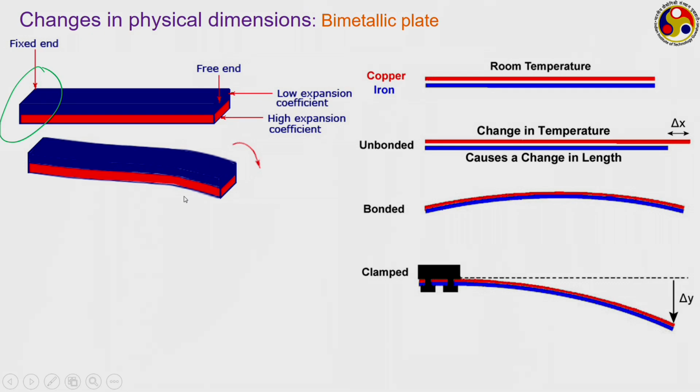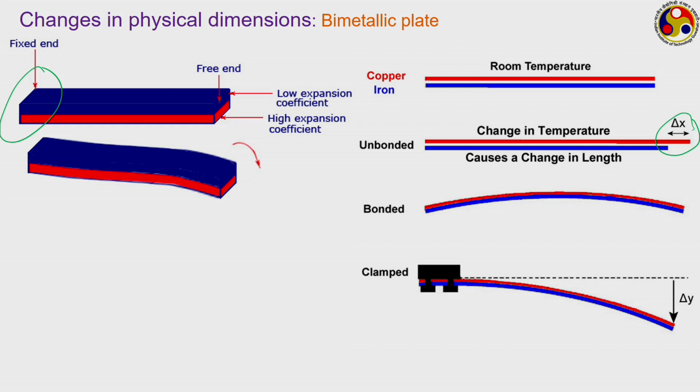Just shown here under room temperature with the examples of copper and iron, they are joined together, and they have exactly the same dimensions. Now, if they are not at all connected with each other, then copper is expected to have a larger thermal expansion with elevated temperature, like this much higher increase in the copper length is expected.